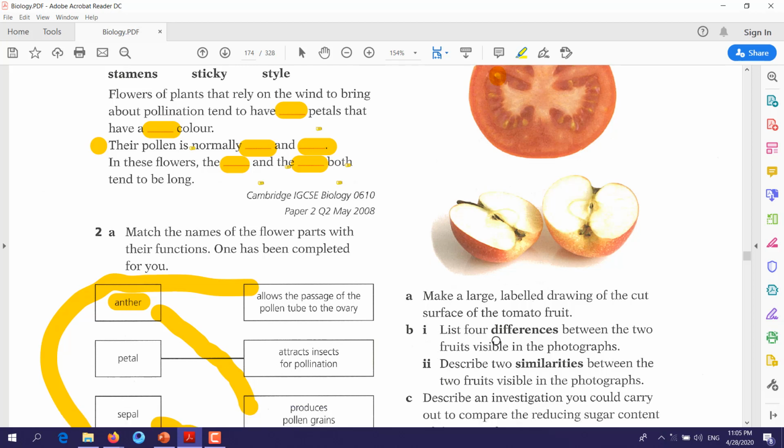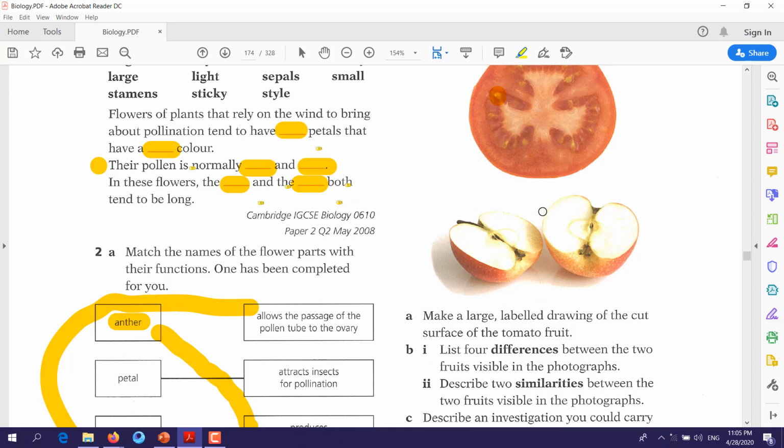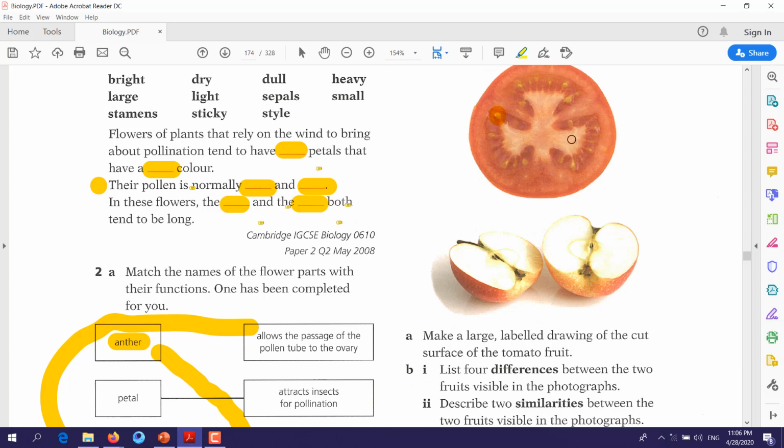List 4 differences between the 2 fruits visible in the photographs. If you look at these two, like a tomato and an apple, it says find 4 differences. So the differences between them, the answer will be: here it's moist, here it's soft, here it has more seeds, here it has less seeds, and one more thing, this part has a pedicel, and here no pedicel.